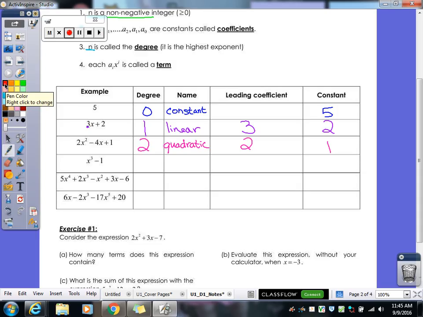All right, our next one is what degree? 3. Anybody remember what a third degree is called? Cubic. They're cubic. Just wait until we graph it. That one's so much fun. All right, our leading coefficient is 1, and our constant is -1 this time because it's -1. All the other ones were positive. Sign goes with it.